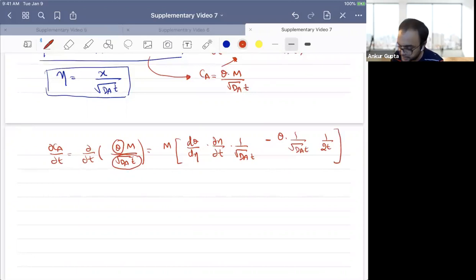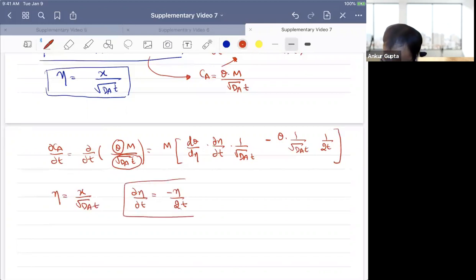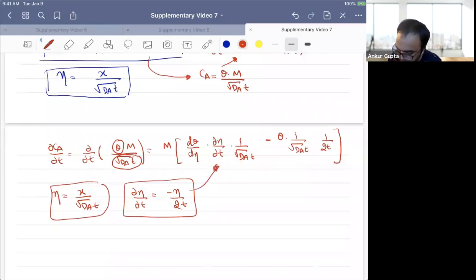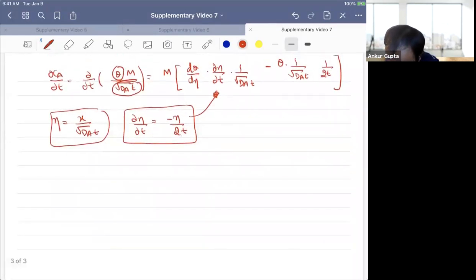So when we do this, essentially, we should note that η is x by √(D_A t), and ∂η/∂t is minus η by 2t. Okay, so you take that full same expression and you then just take a half times t in the denominator. Okay, so this is what we know. So you can substitute this back here, for ∂C/∂t.